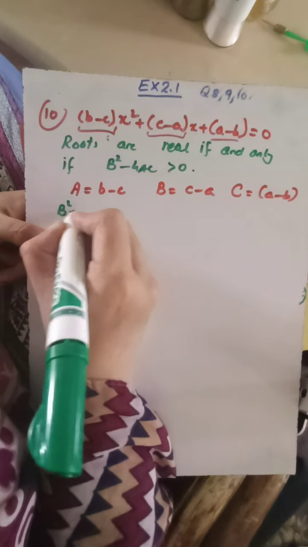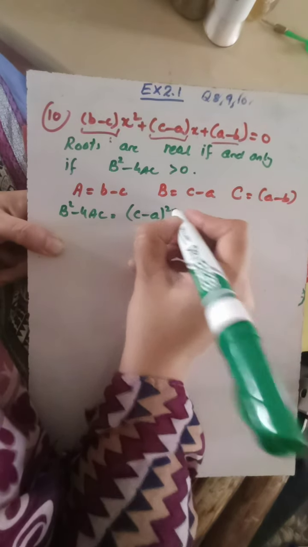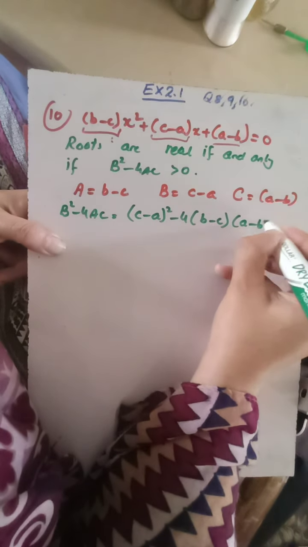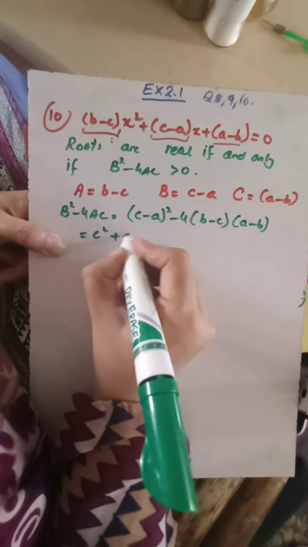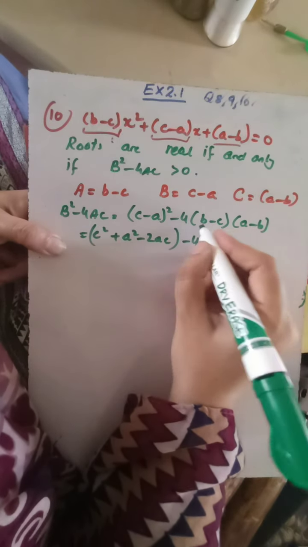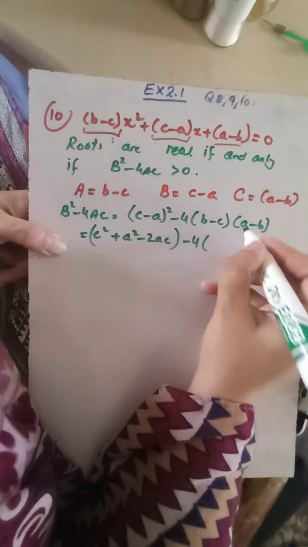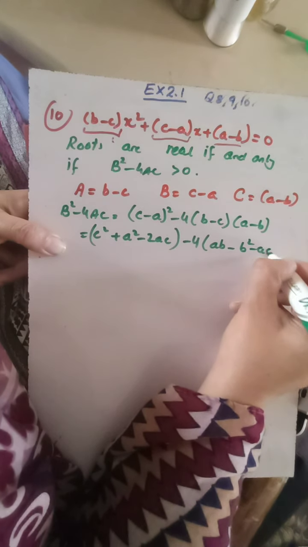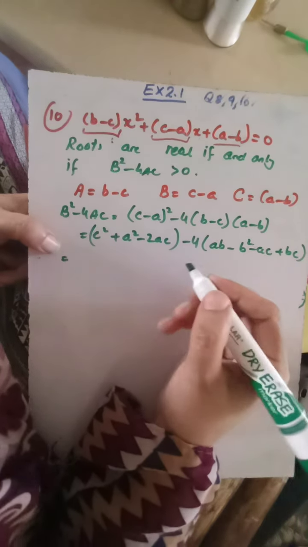Okay, so b square minus 4ac. b square will be (c minus a) whole square, minus 4, a will be (b minus c), and c will be (a minus b). Now opening this bracket, this will be c square plus a square minus 2ac minus 4, and multiplying these two, b into a will be ab or ba, that is the same thing, minus b square minus ac plus bc. Okay, so we have to prove that this whole expression is a positive number.